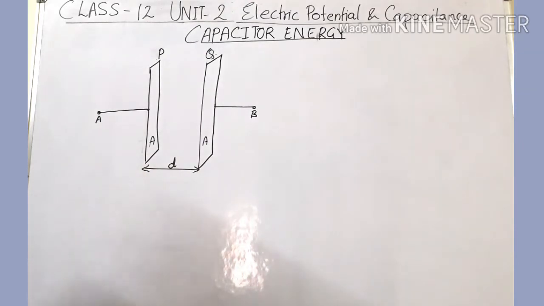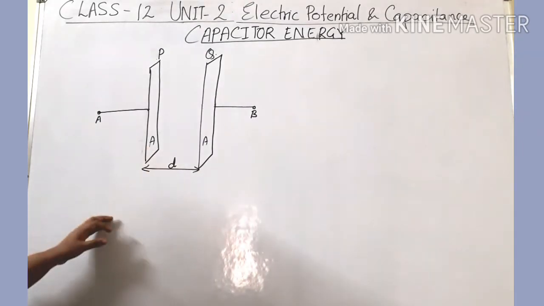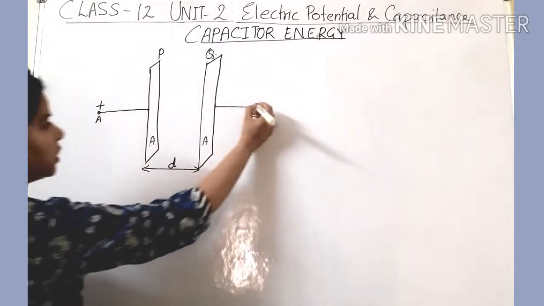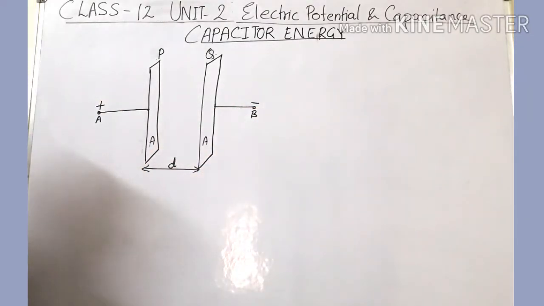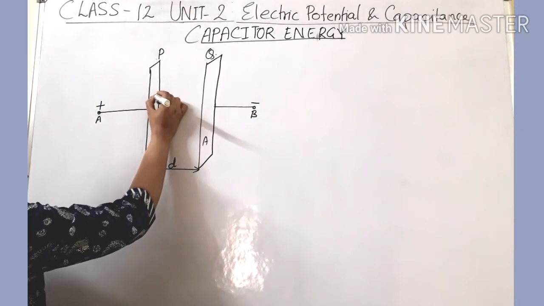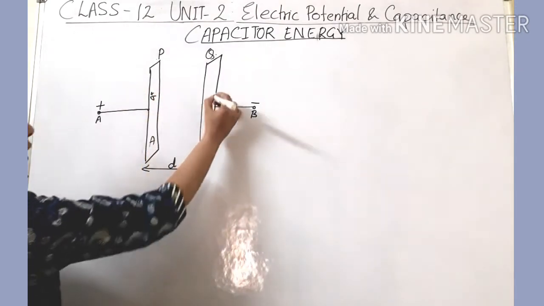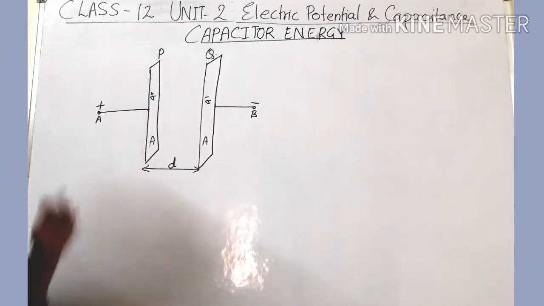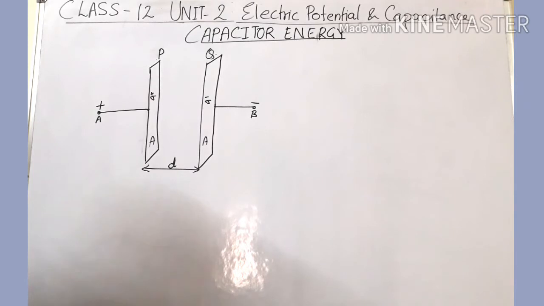Plate area A and plate distance D, and both are connected with the terminals. This terminal is positively charged, this terminal is negatively charged. The space charge density here is sigma with plus sign, and here sigma with minus sign. This is the space charge density, also called the surface charge density. So this one is sigma here.